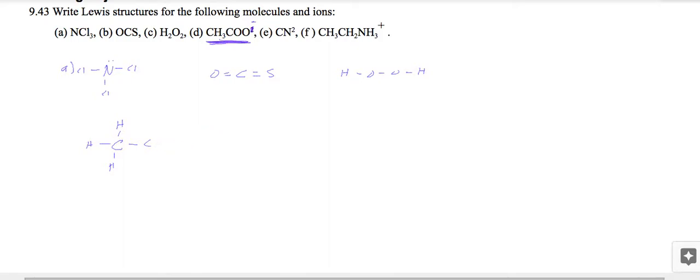We said at the beginning that carbon will always have 4 bonds. And that is the only way it's going to be able to get 4 bonds out of there, because this one already has the 4 bonds. So here's 1, 2, 3, 4. 1 oxygen there, 1 oxygen there. The overall charge is -1. So there's that. CN2 is going to look like this.